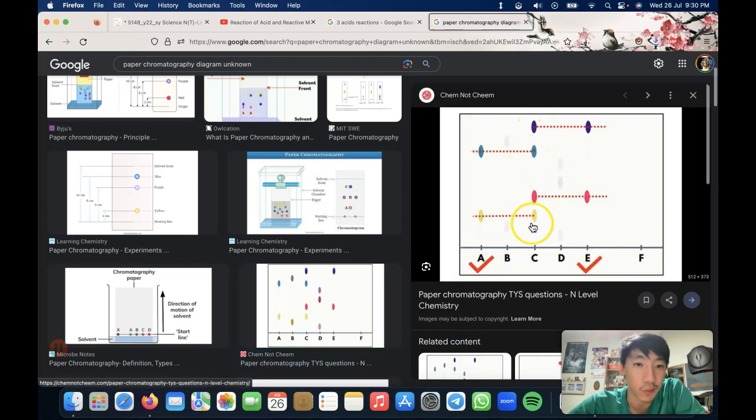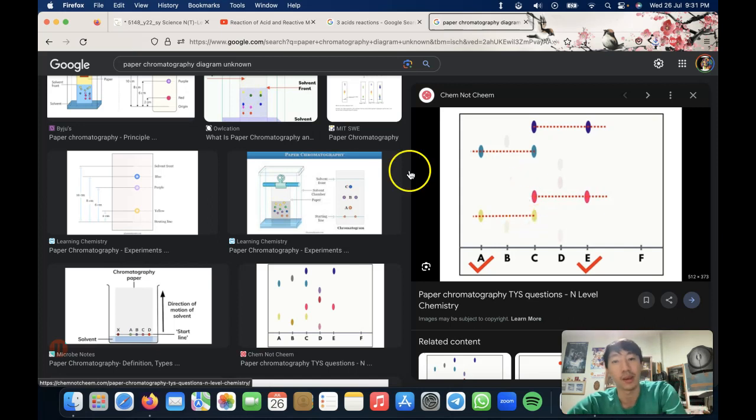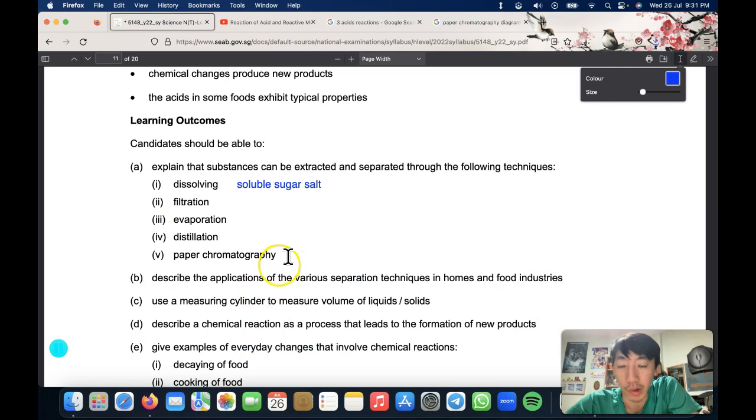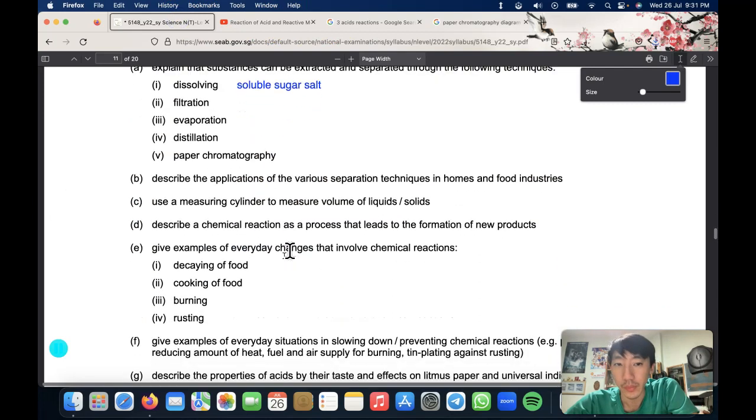Because as you see, these 4 dots are at the same height as the dots that are in E as well as the dots that are in A. So when you combine A and E together, you can make this C, this kind of ink. It's just like when you mix red and blue together, then you get a new color. You can get purple color. So that is paper chromatography.